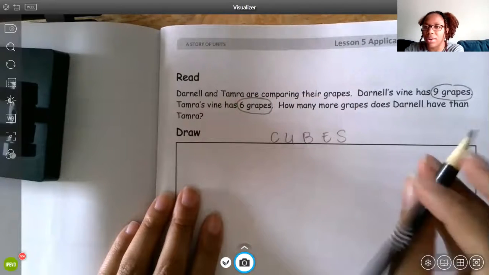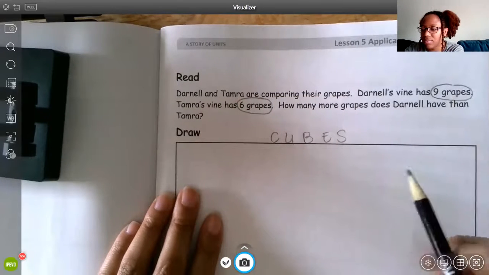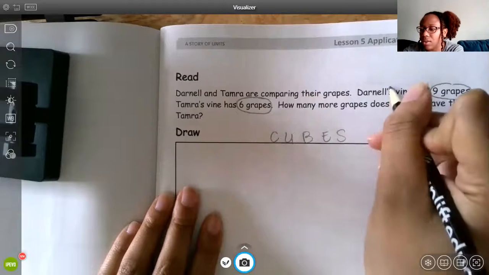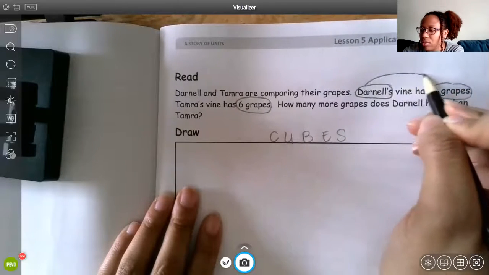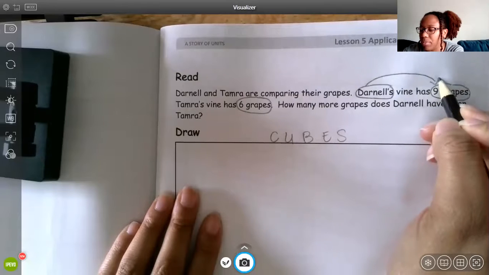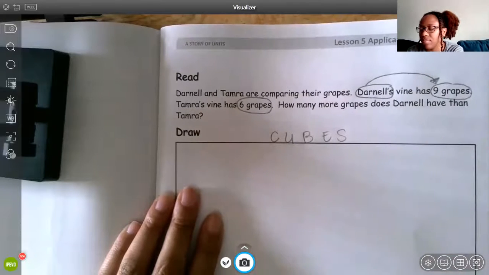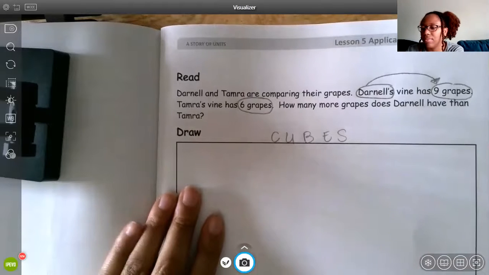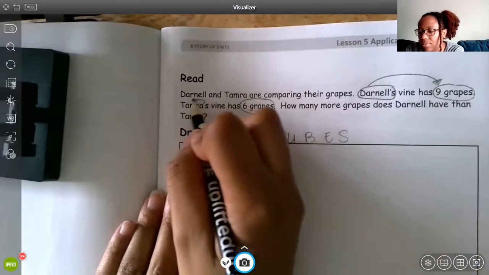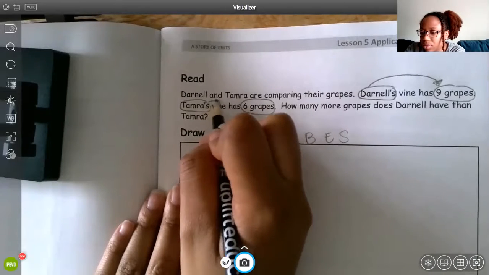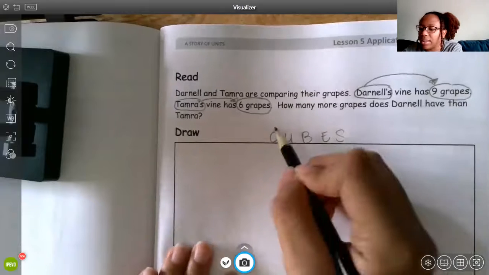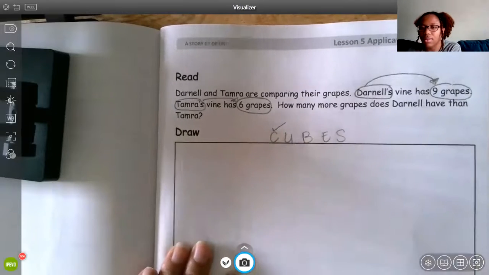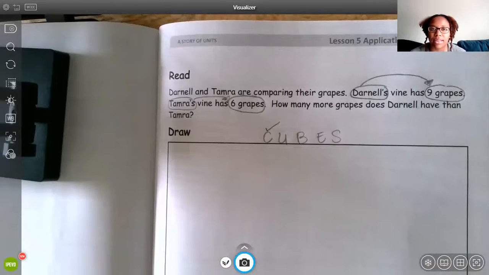But I also have 2 more labels. Who has 9 grapes? Darnell. And I'll be sure to draw my arrow to help me remember that. And who has 6 grapes? Tamara. And I'm going to be sure to draw my arrow once again. So I did the C in cubes. Now what is my next step?